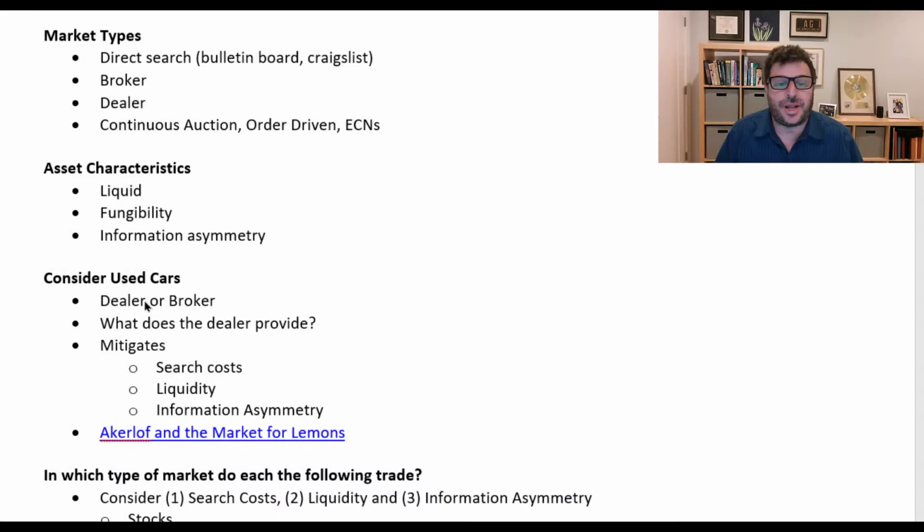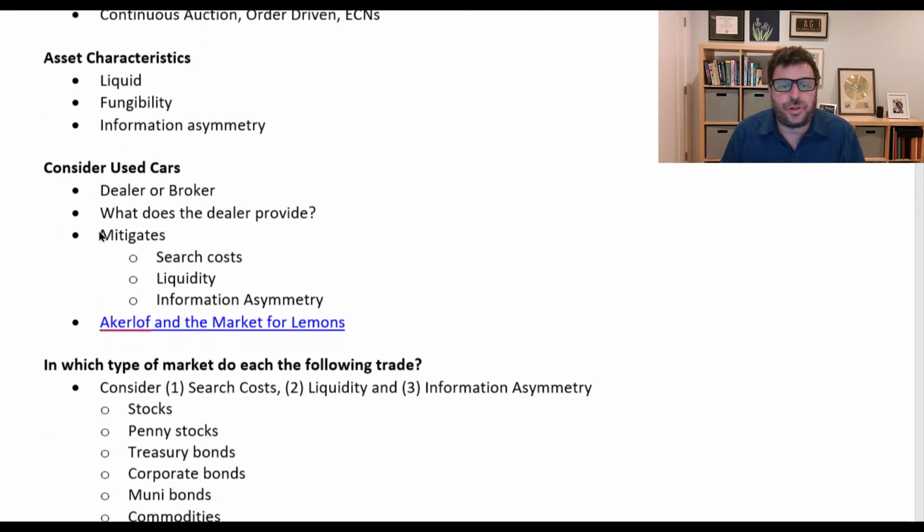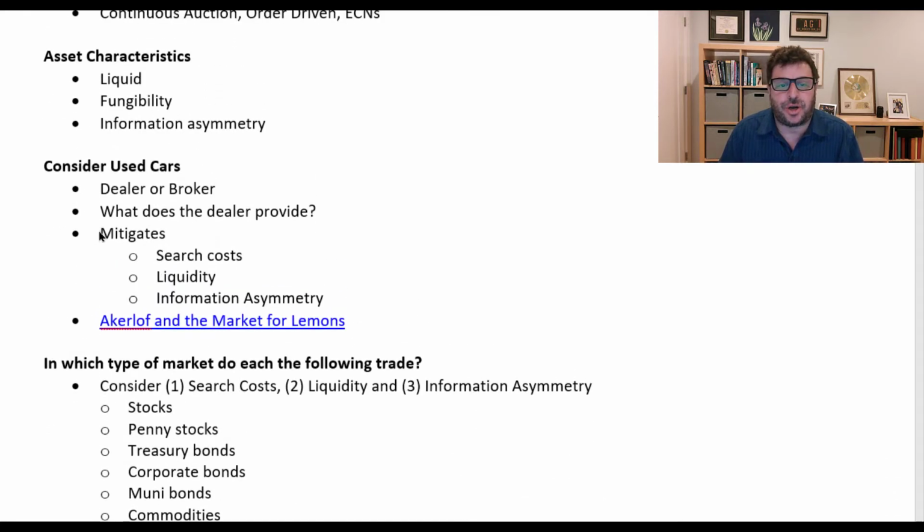Let's talk a little bit about asset characteristics and then dive deeper into these market types and see which type of assets seem to trade in which types of markets and why. So the three asset characteristics we're going to talk about are liquidity, which we have a pretty decent idea about, fungibility, and fungibility has to do with whether or not the asset is identical, whether every single one is identical. Houses are not fungible, stocks are fungible.